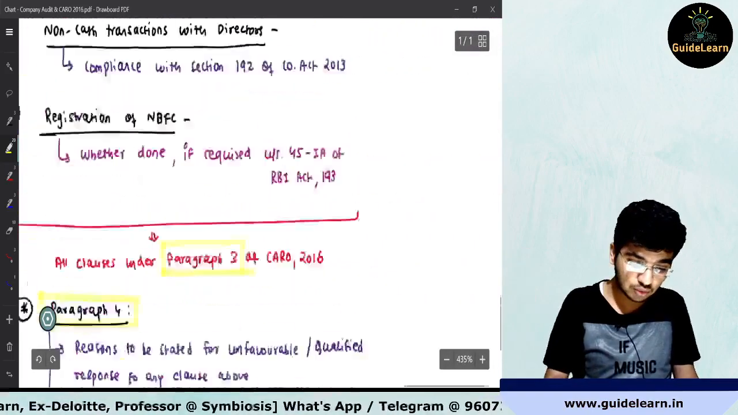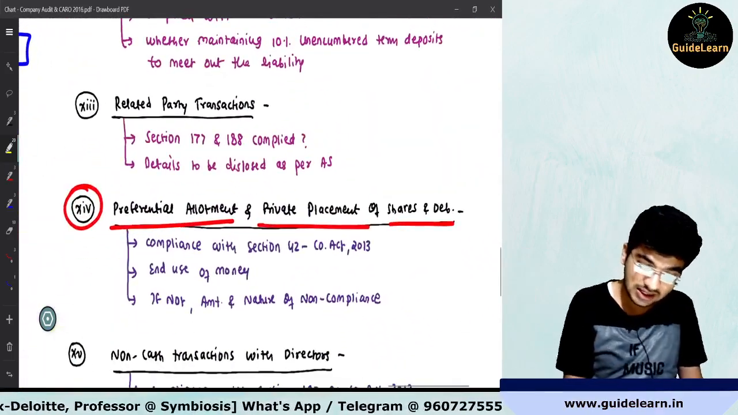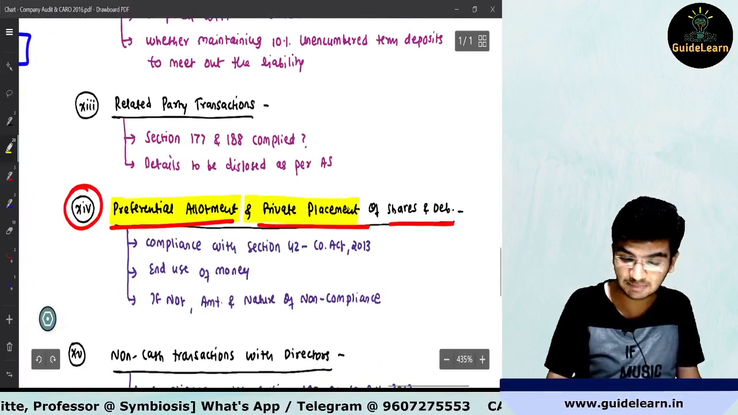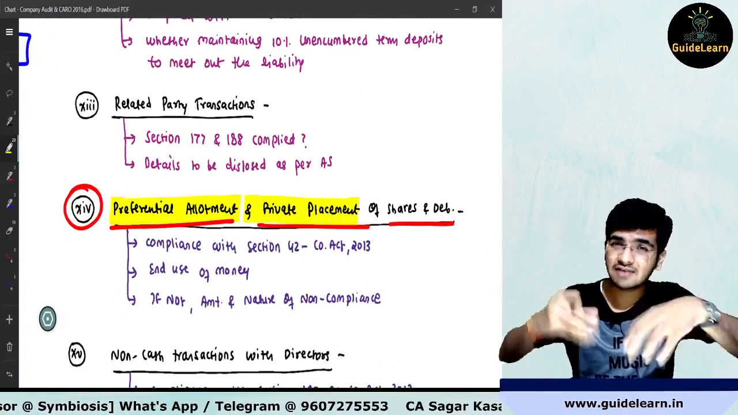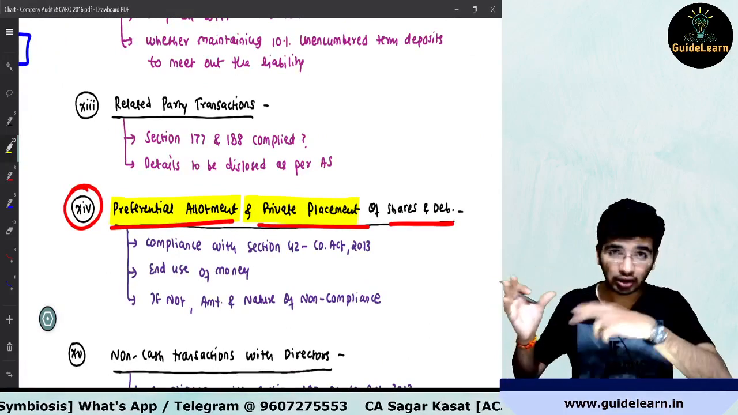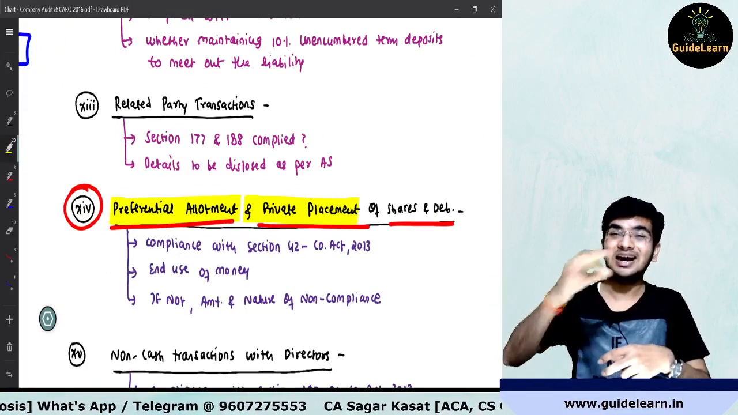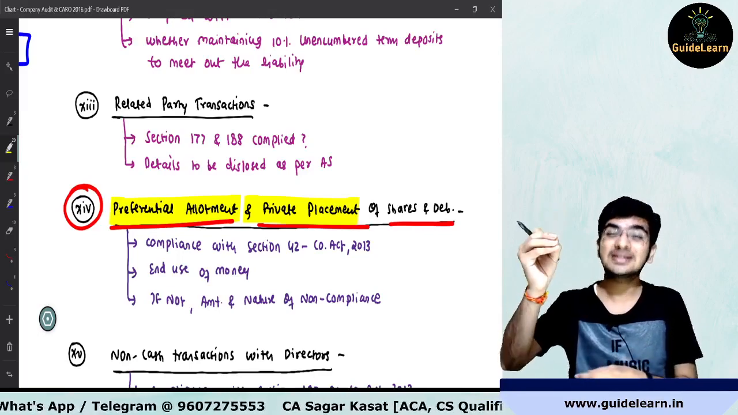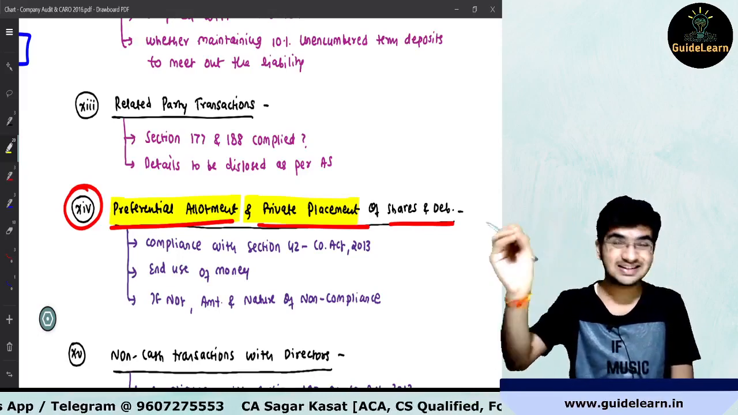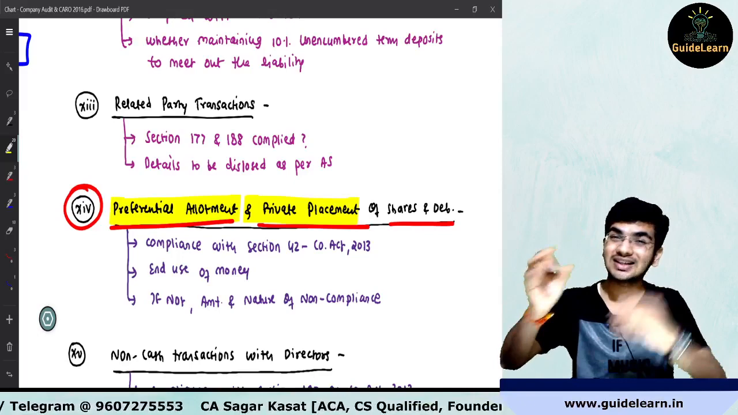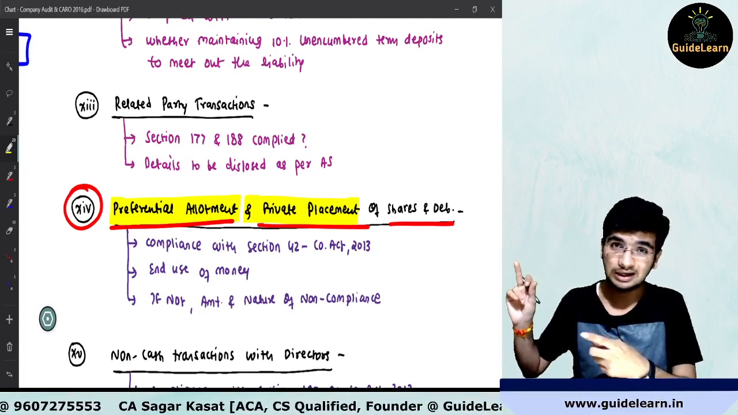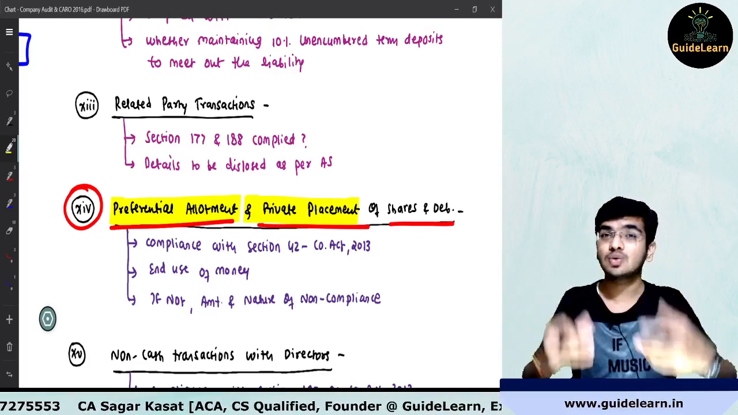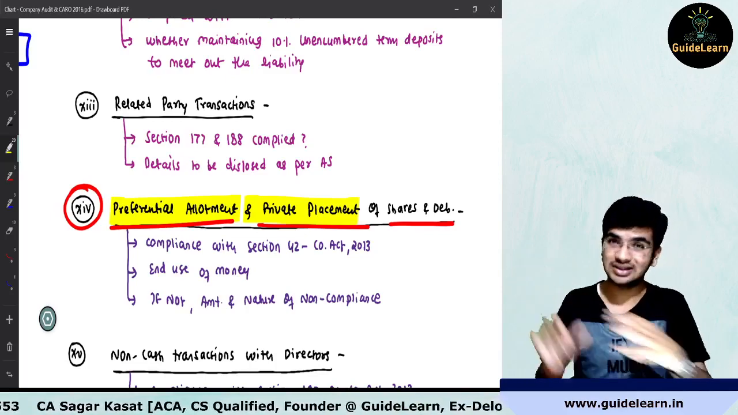So let's come to clause number 14 immediately. It talks about preferential allotment and private placement. What is the difference between private placement and preferential allotment? I have given this difference on my website's blog. You can check out my website guideline.in, and there is a specific section in the blog, the knowledge center, where a blog has been written on this difference between private placement and preferential allotment. You can check it out whenever you get free time, just to understand more.